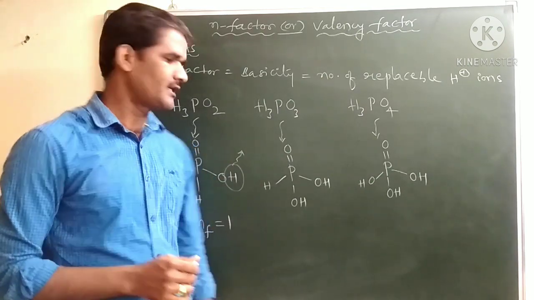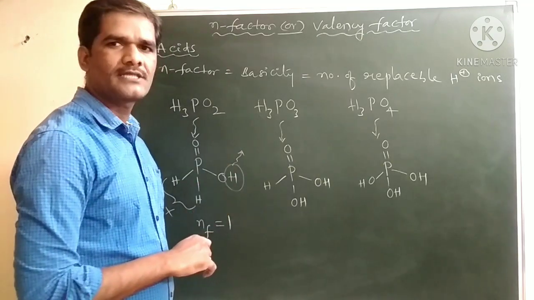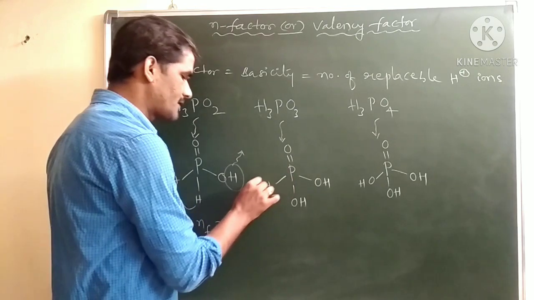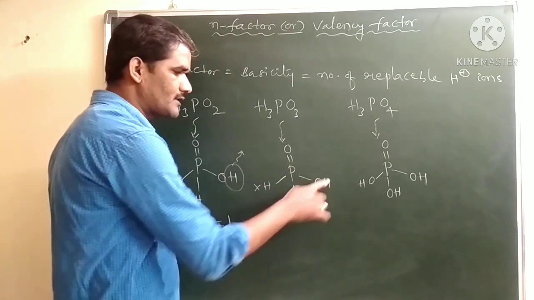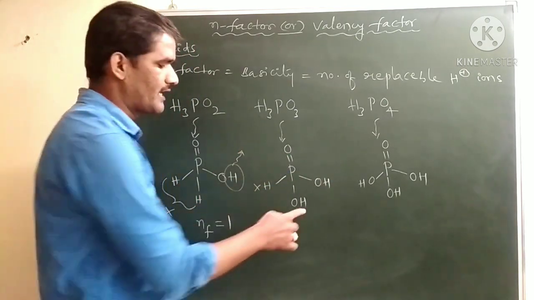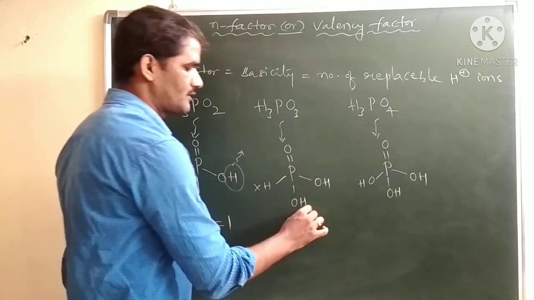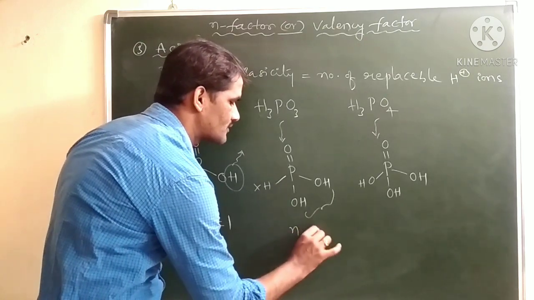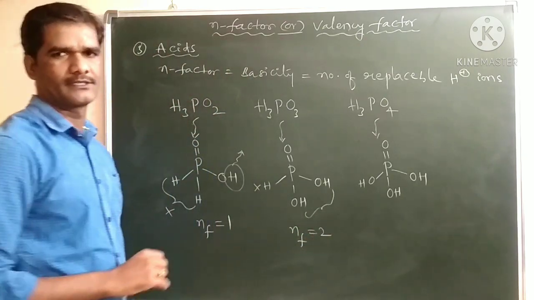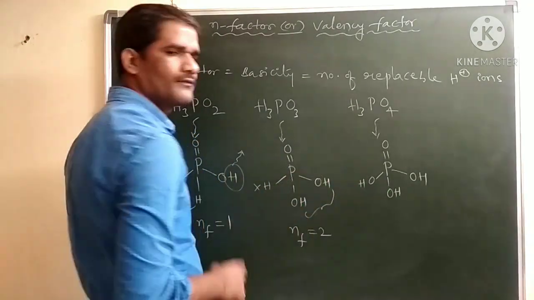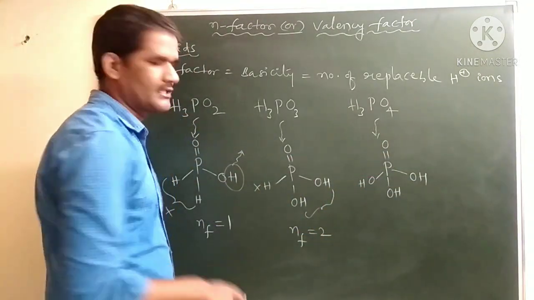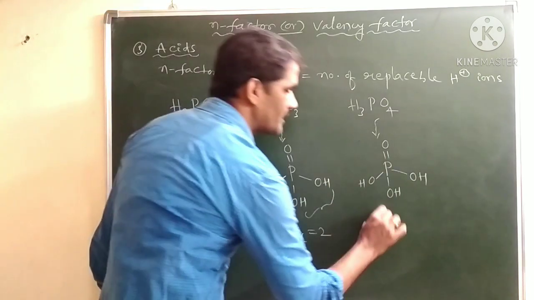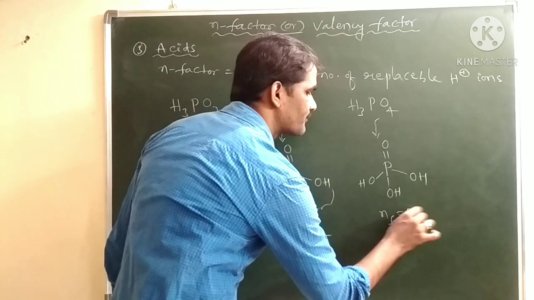Similarly, the structure of H3PO3 is like this. Again 1 hydrogen atom is directly linked to phosphorus. This is not replaceable. Only these 2 hydrogens, which are linked to the oxygen atoms, are replaceable. So these 2 hydrogens are replaceable, and N factor is equal to 2. In case of H3PO4, all these 3 hydrogens are directly linked to oxygen, hence they are replaceable. So here N factor is equal to 3.